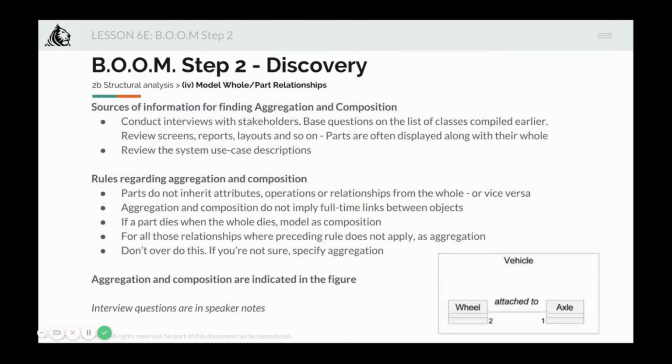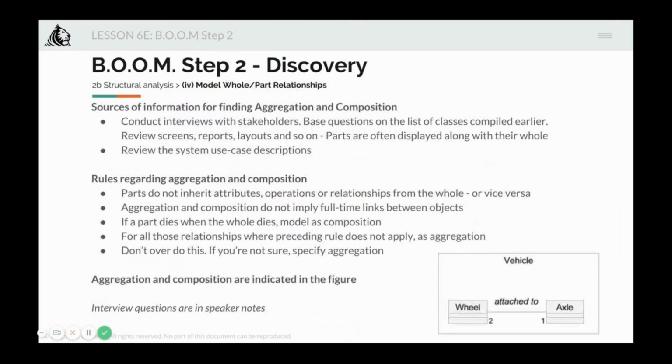Also, review the system use case descriptions. If you discover any reference to parts, part attributes, or business operations related to parts, include the parts in the model. For example, a system for an auto repair shop may include a system use case, service vehicle, that refers to the next inspection dates for various parts of an automobile.